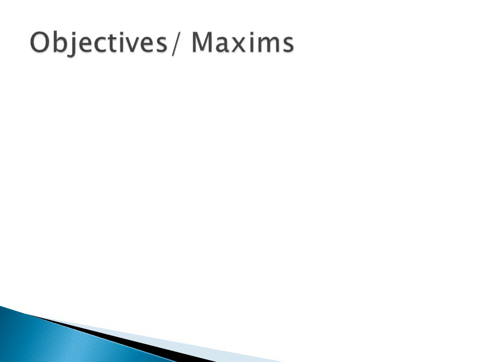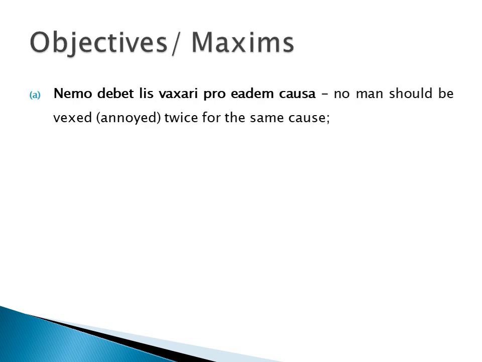The doctrine of res judicata is based on three Roman maxims. A. Nemo debet bis vexari pro eadem causa, which means no man should be vexed or annoyed twice for the same cause. So, this doctrine is similar to the concept of double jeopardy, but in civil law version.